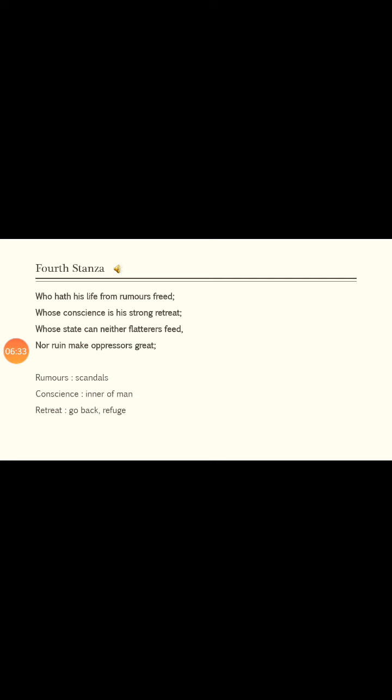There is no scope for flatterers and wicked or bad people in the state of a noble man. He does not associate with any sort of negative people, negative person, negative approach.